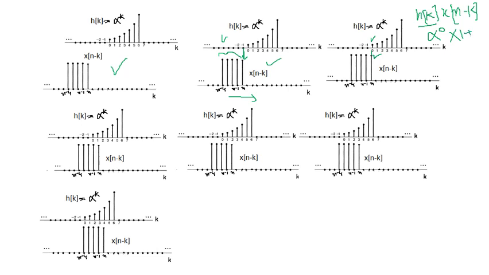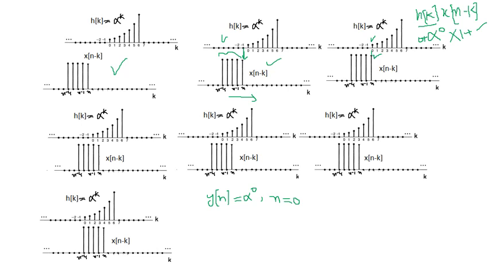Okay, then for the other values this is 0, and before this the non-zero overlap is 0, so that means at n equals 0 we have alpha power 0. Okay, so that means I can write here y of n equals alpha power 0 for n equals 0.